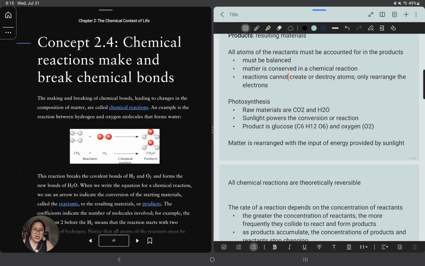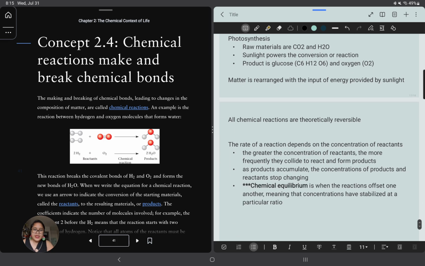Reactions cannot create or destroy atoms, only rearrange the electrons. Photosynthesis: raw materials are CO2 and H2O, carbon dioxide and water. Sunlight powers the conversion or reaction. The products are glucose and oxygen. Matter is rearranged with the input of energy provided by sunlight.